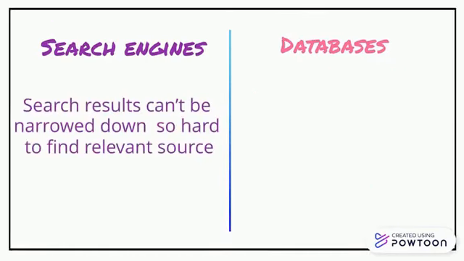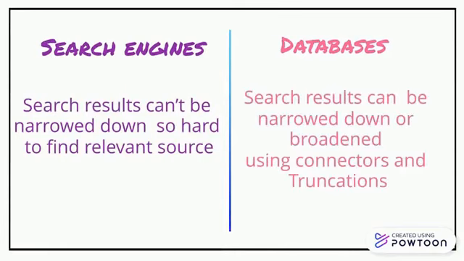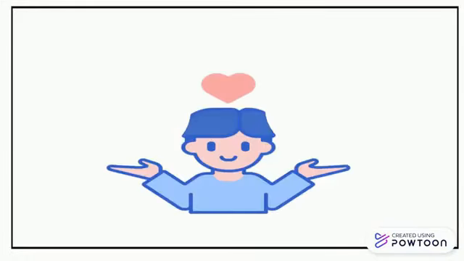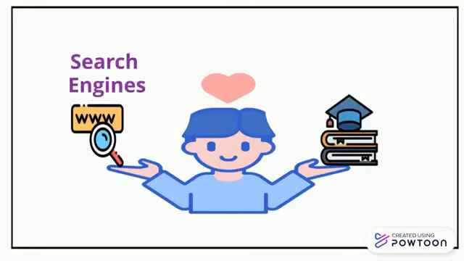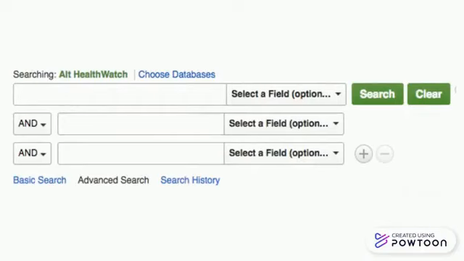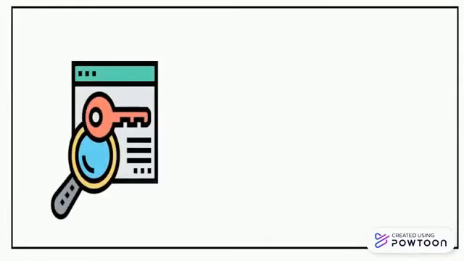Also, search results cannot be narrowed down in the case of search engines, so it is hard to find relevant information. But on the other hand, search results can be narrowed down or broadened using connectors and truncation in the case of databases. So, choosing any of these ways depends upon the type of information you need. If you need data or information from websites, go with search engines, or if you need information from scholarly articles or journals, go with database. Doing research using search engine is easy. However, database provide advanced search methods, and there are different ways to use databases, and one of the easiest ways to use database is to do search using keywords and connectors.